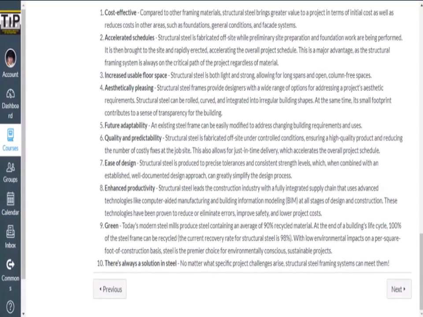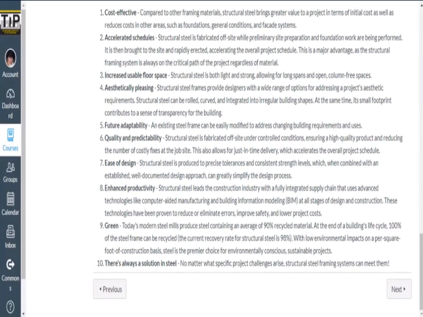Next, future adaptability. An existing steel frame can be easily modified to address changing building requirements and uses. For example, if you want an extension, it will be a bit easier for you to design the extension of a building using steel, from an existing steel building. In concrete, although you can design for building extensions, there will be a problem, especially if the existing members are inadequate.